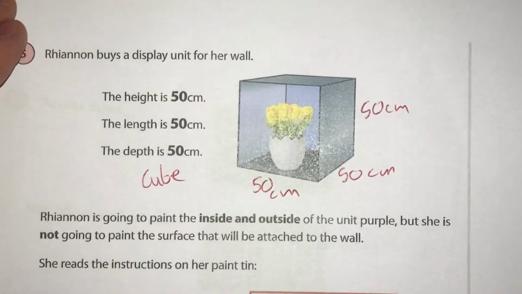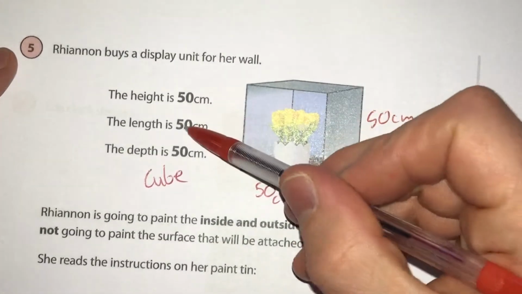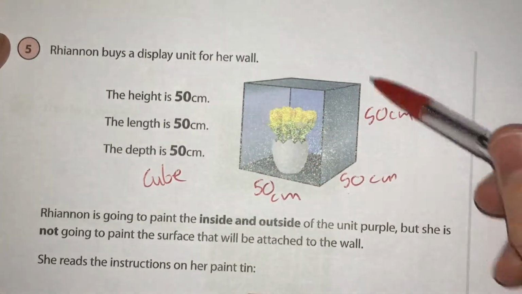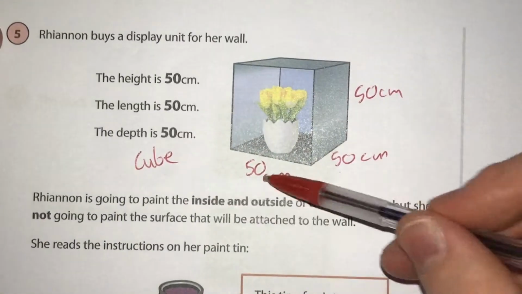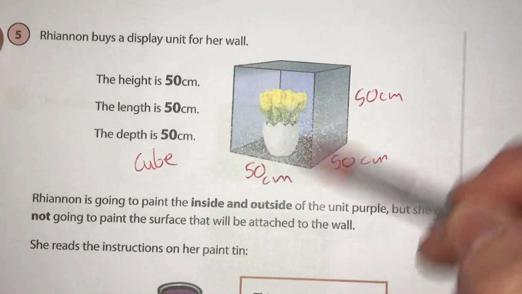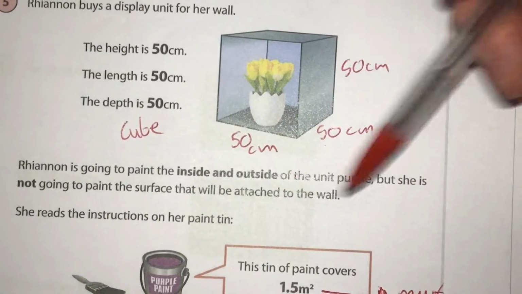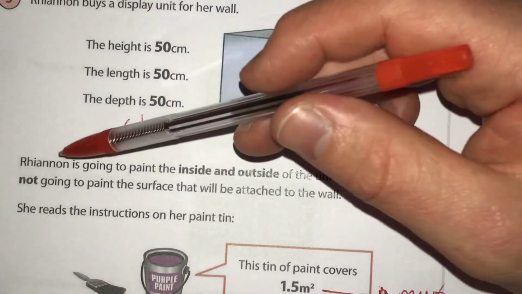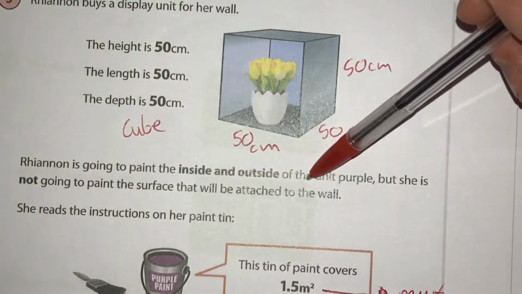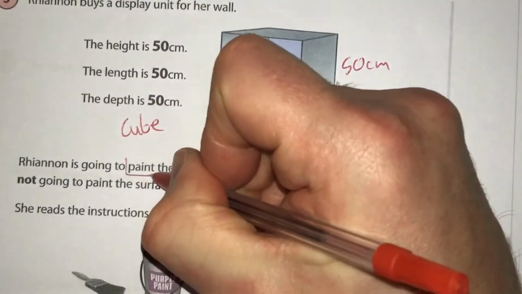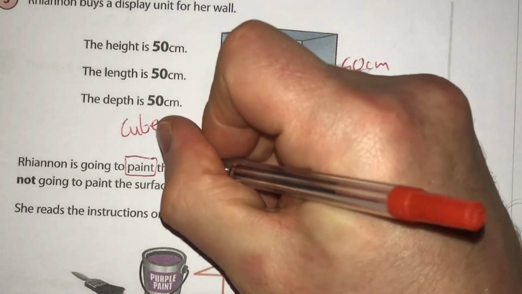Okay, next question. If the height, length, and depth is all 50, hopefully you know it's a cube. So that's what I've written there, 50, 50, 50. We know there's no front, so now let's have a little think about what maths we're going to need. Rhiannon is going to paint inside and outside. So as soon as you see the word paint, I'm hoping you know area.